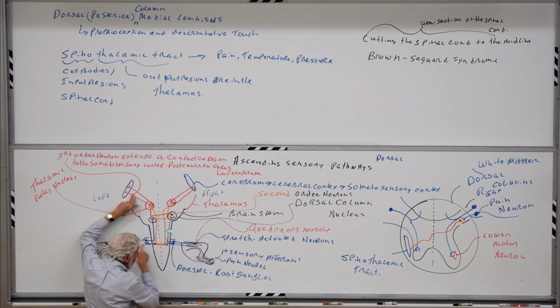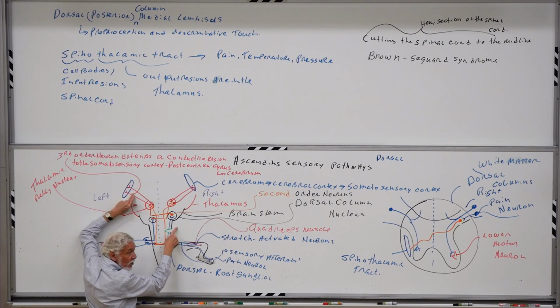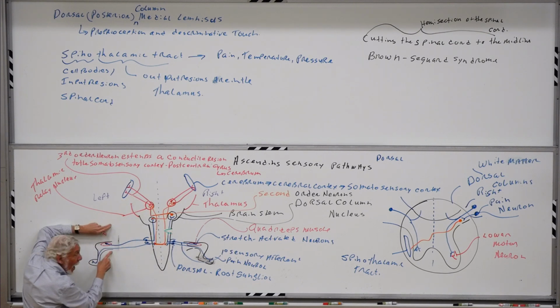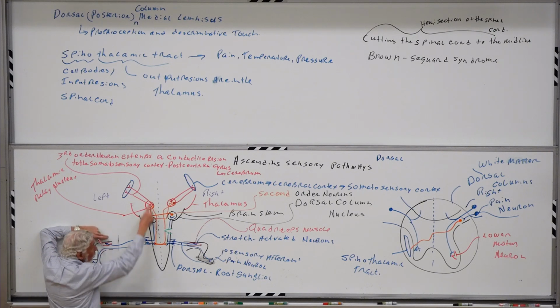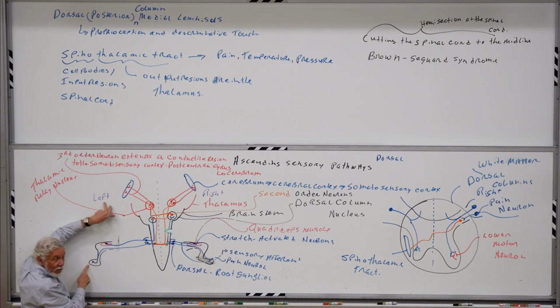So what gets through on this side is pain and crude touch, but what's intercepted is fine touch and proprioception, which is the opposite over here. Over here, we find that our proprioception gets through just fine, but we no longer can feel any pain or temperature in this left leg.